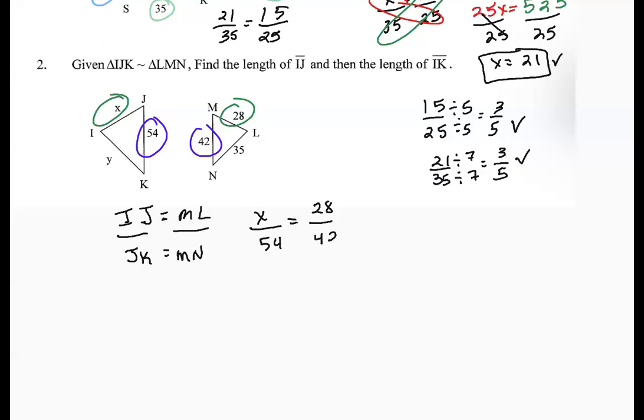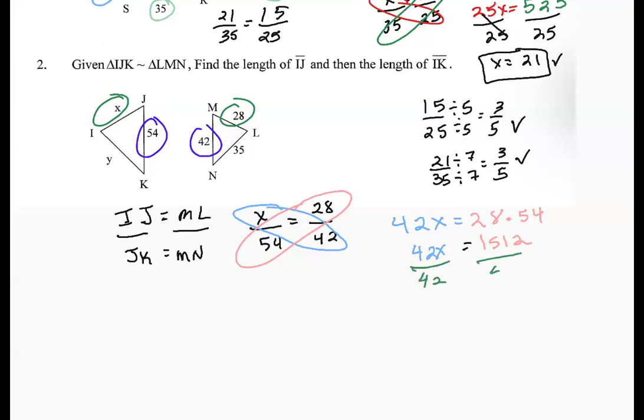42x. I'm going to do the other guy here, which is 28 times 54. So when I take my calculator, I do 28 times 54, which is 1512. Equals 42x. Divide both sides by 42. So x is going to equal 36.